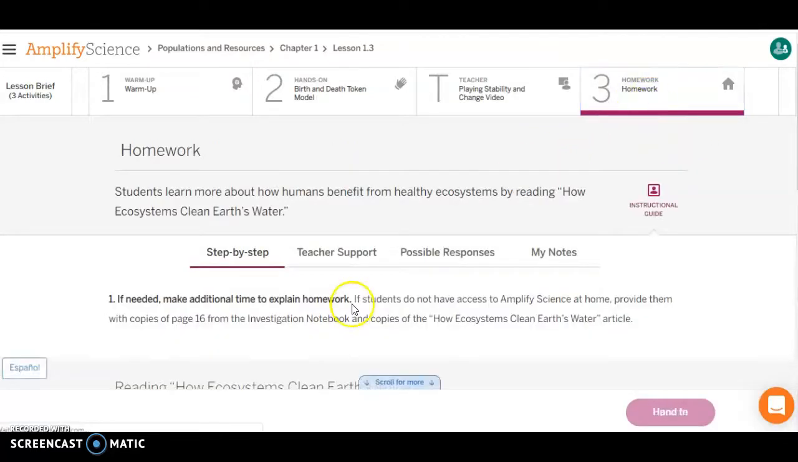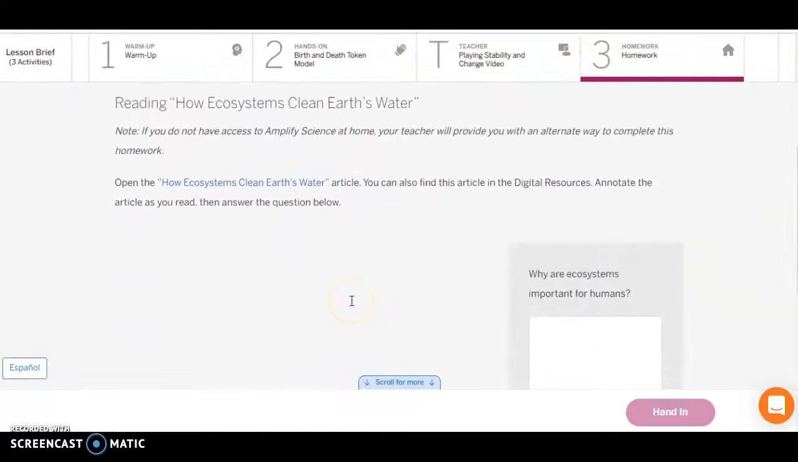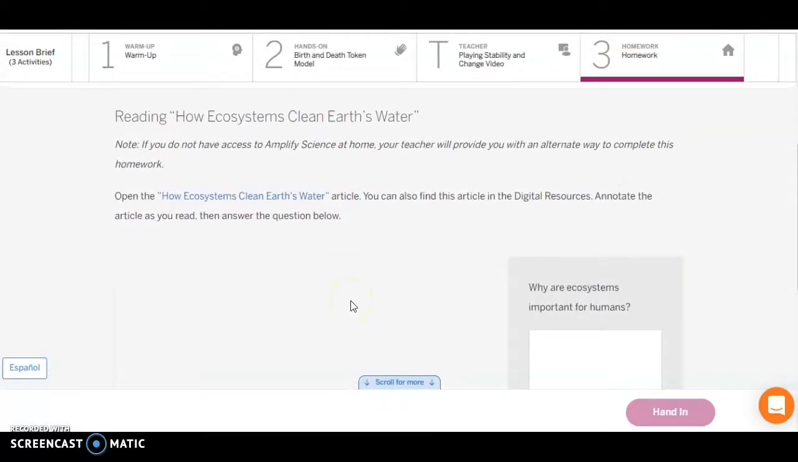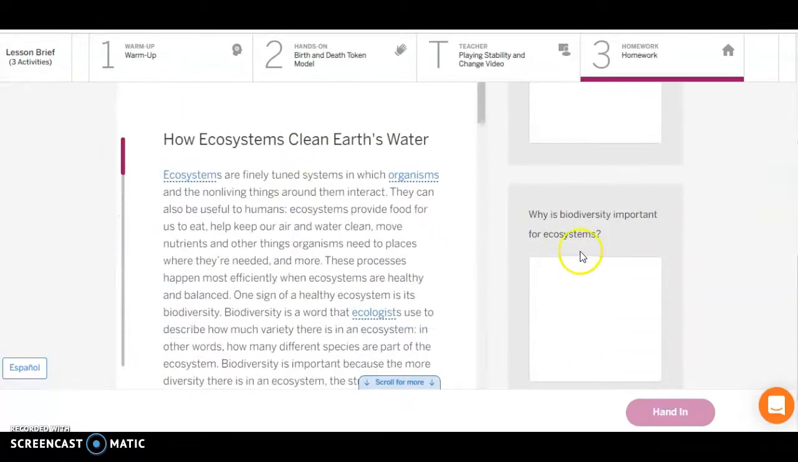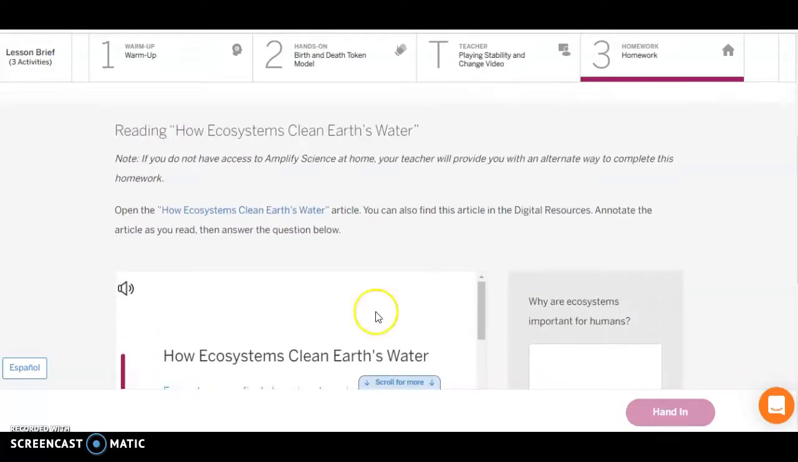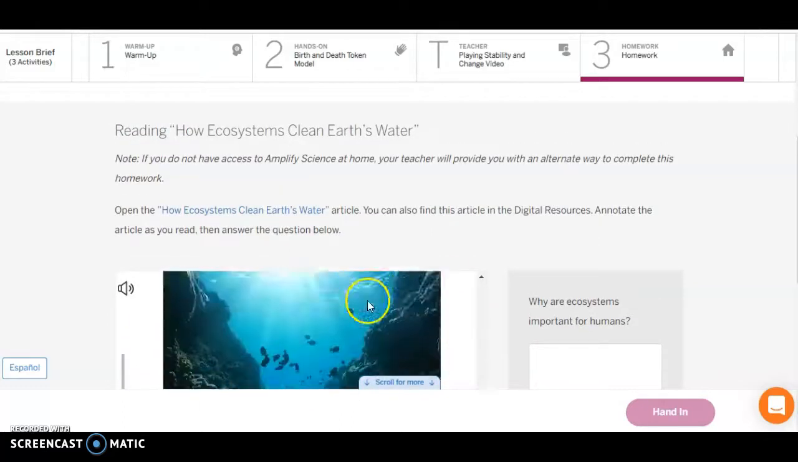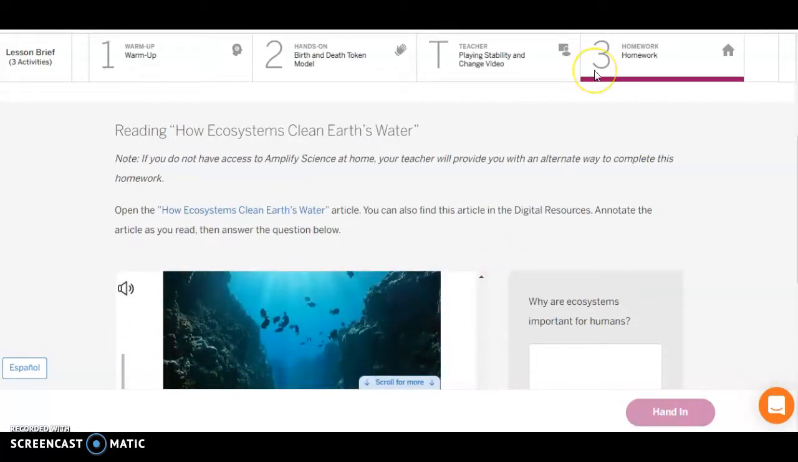And the last thing you will do here is you have a reading, which is the last tab, the homework tab. So how ecosystems clean Earth's water. You're going to read this, and then you're going to see over here you have two questions to answer based off this reading. Hand in, and you are done.